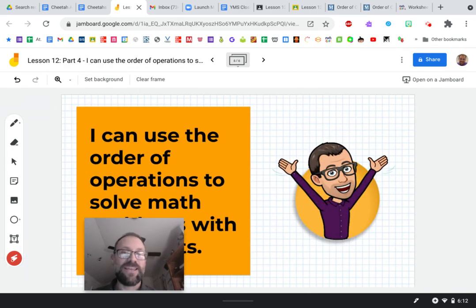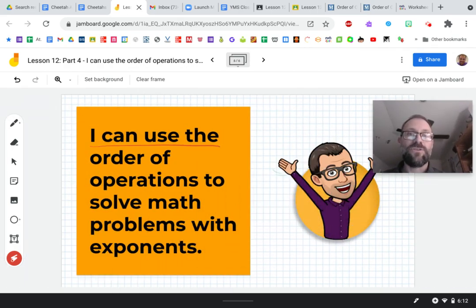Our learning target today is I can use the order of operations to solve math problems with exponents. Let's get to our practice work. Let me know if you need help.